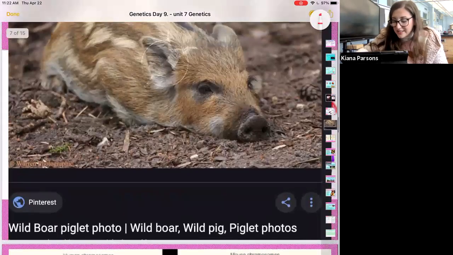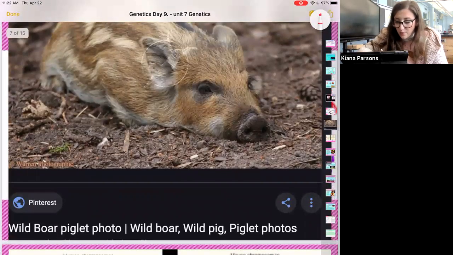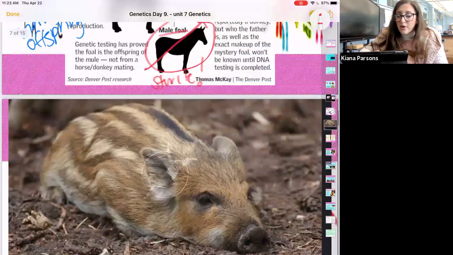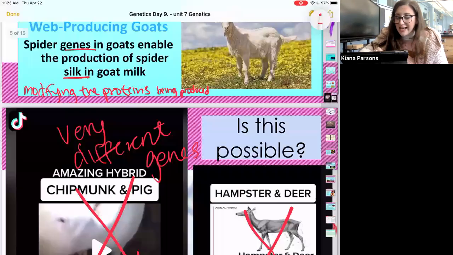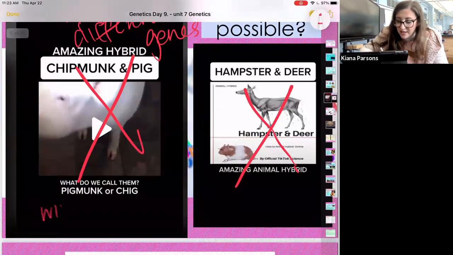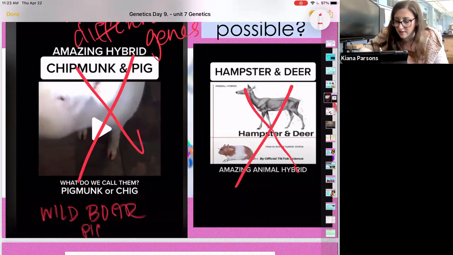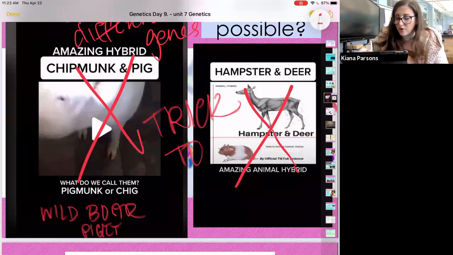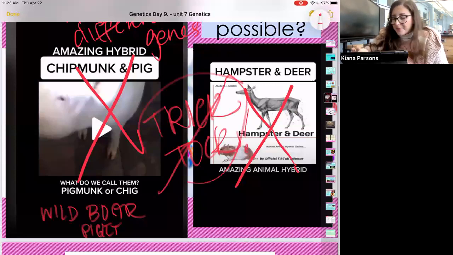No, in fact, as you can see, I found this just on Google by a quick Google search. This is a wild boar piglet. So we're going to watch this TikTok in class, but the chipmunk and pig hybrid is actually just a wild boar piglet. That is a trick. Don't get scammed. No good.